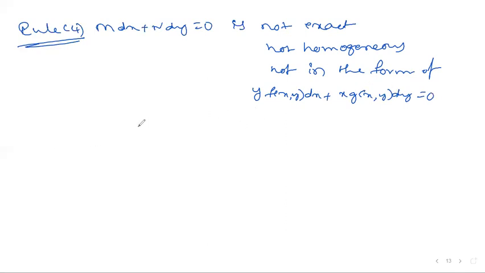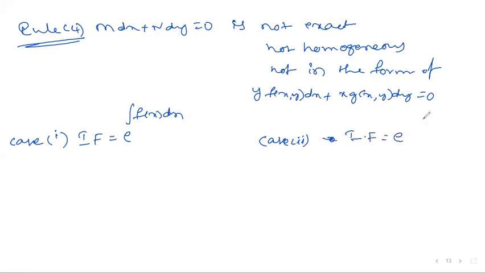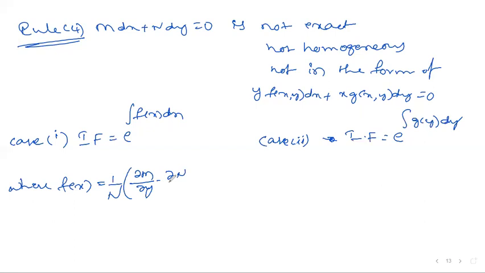Two cases will be taken here. Case 1: the integrating factor is e power integral of f(x) dx. Case 2: the integrating factor is e power integral of g(y) dy. Here f(x) is equal to 1 by N of (∂M/∂y − ∂N/∂x). This f(x) means a function of x alone, or constants.